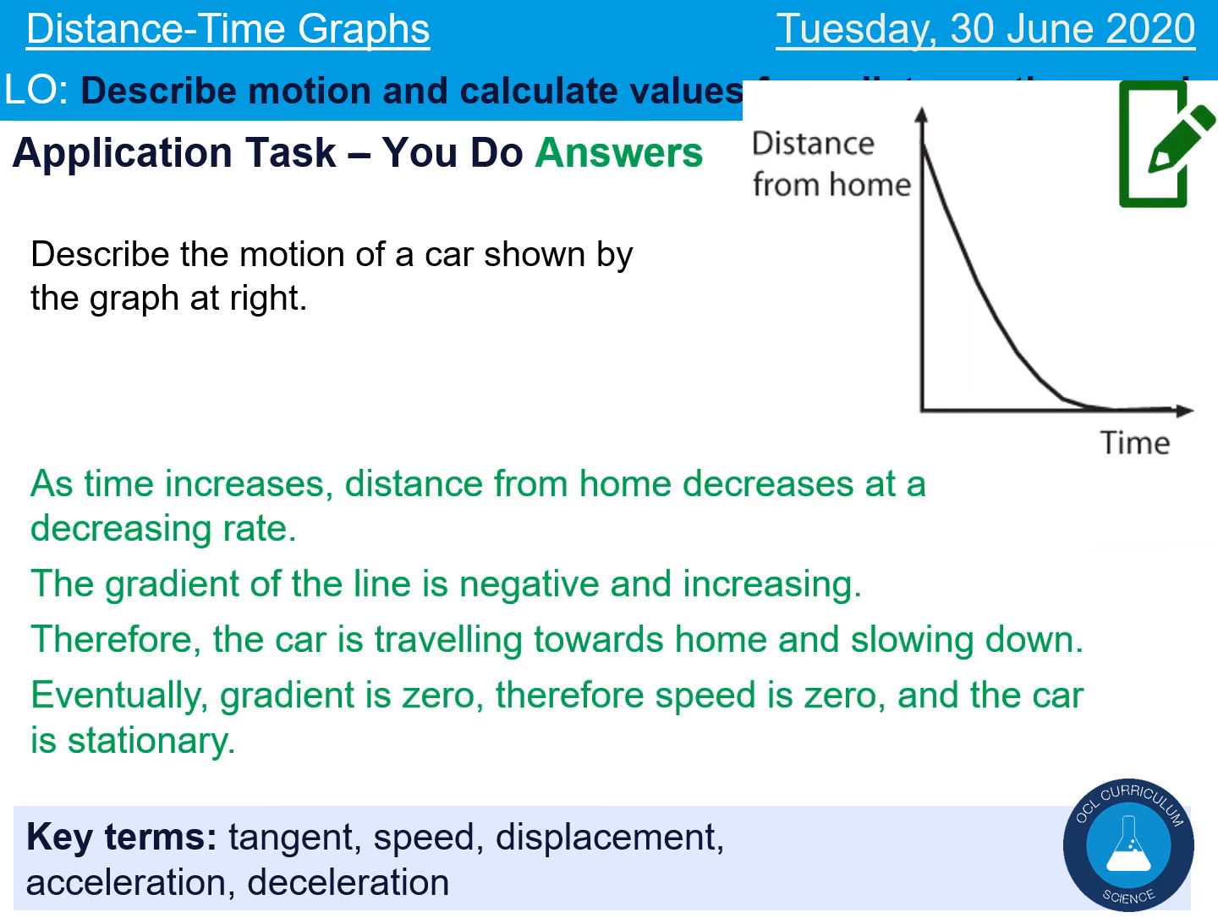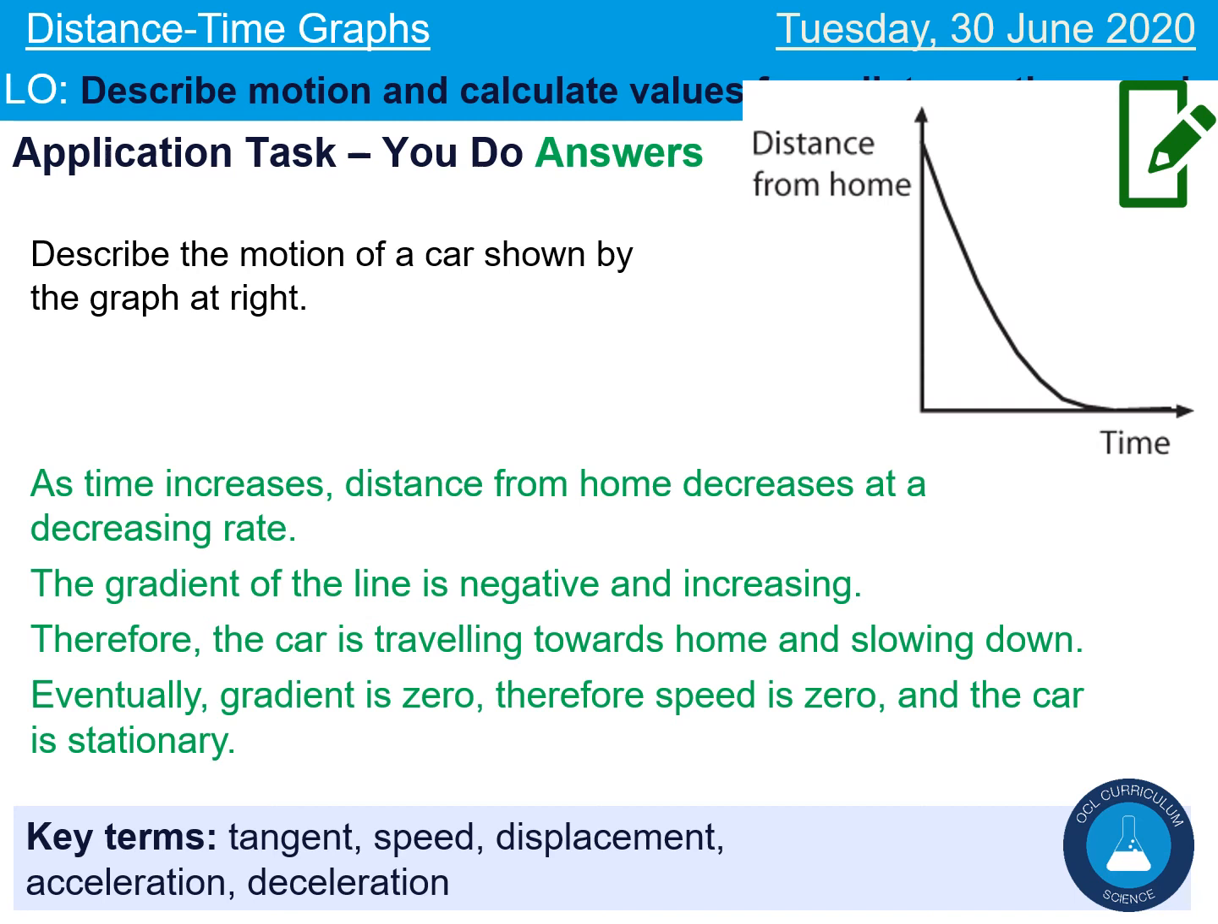The answer to the You Do part of the application task, where you also had to describe the motion of the car shown on the right. As time increases, the distance from home decreases at a decreasing rate. The gradient of the line is negative, and the gradient is increasing. Therefore, the car is travelling towards home and slowing down. Eventually, the gradient is 0. Therefore, speed is 0, and the car is stationary.